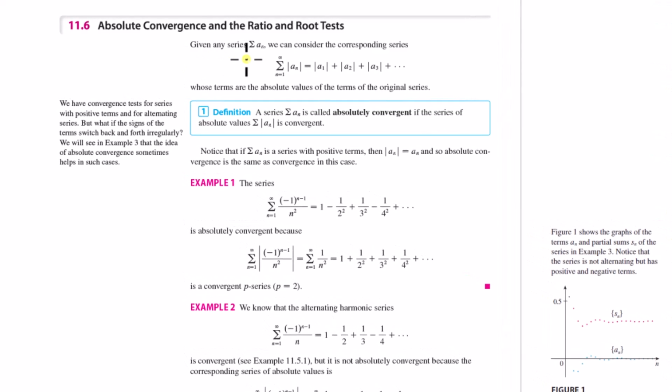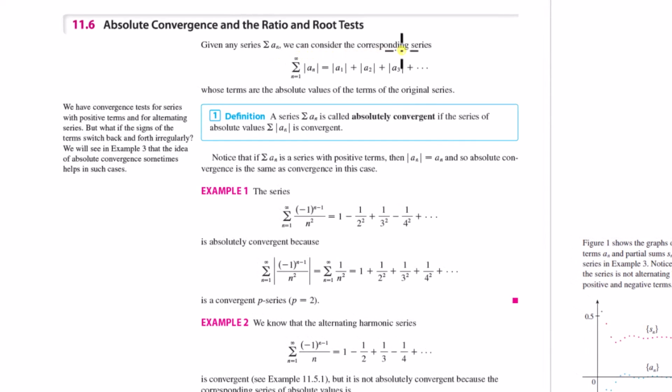So, given any series, we can consider the corresponding series of not a sub n, but the absolute value of a sub n, whose terms are the absolute values of the terms of the original series. A general series, the sum of the a sub n's, is called absolutely convergent if the series of absolute values is convergent. This is just a definition. We don't know what this means yet, but it's called absolutely convergent if the series of absolute values is convergent.